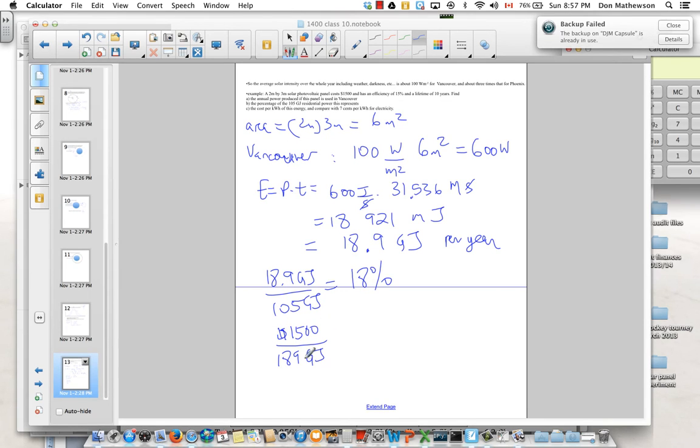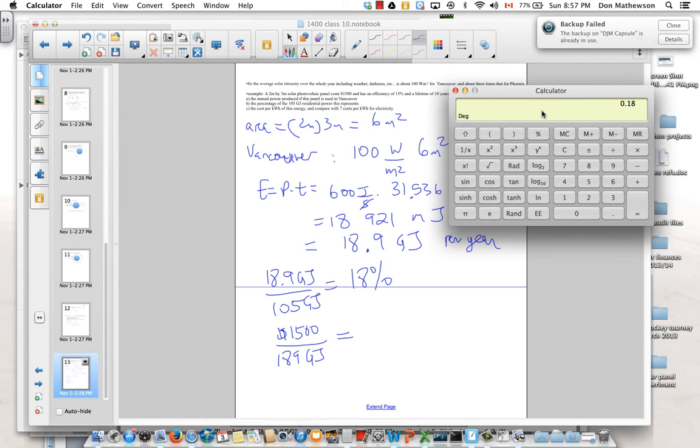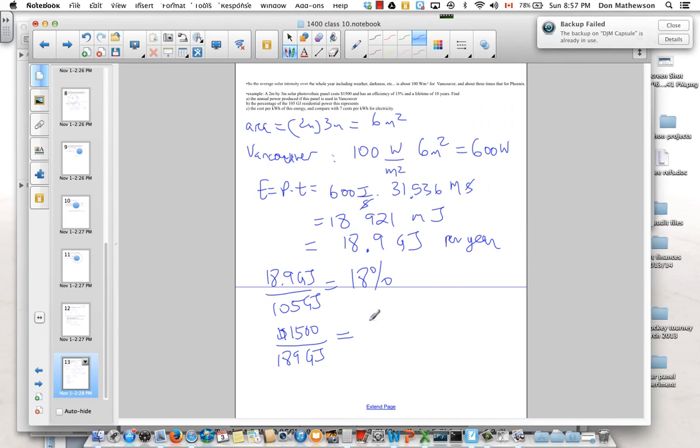So we got $1,500 over 189 gigajoules, and we just want to compare that with 7 cents per kilowatt hour. So let's have a look here. So this is going to be 1,500 divided by 189. So we're getting about $7.94 per gigajoule. That's a pretty good price. Remember, natural gas, we pay about $5 per gigajoule. So here we're paying a little bit more.